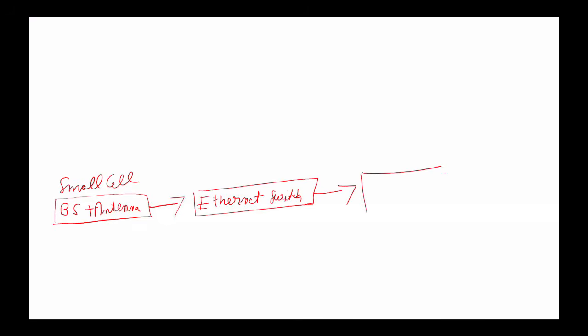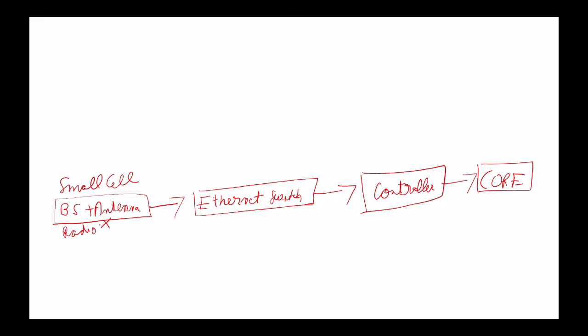Now, to understand a real deployment of small cells, we have to understand their architecture, so how they are connected end to end. First we have the small cell, which has a base station plus antenna. It is connected to the Ethernet switch, this is connected to the controller, and the controller is connected to the core. So a small cell is basically a mini base station with its own radio plus antennas, right?